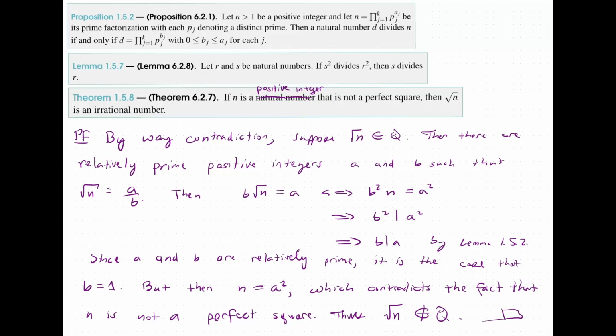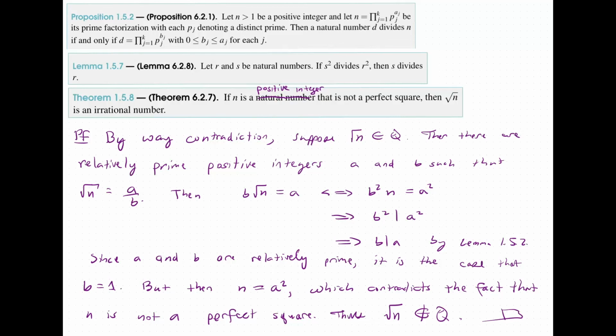So I just want to make a quick comment over here. We have that b divides a, and since a and b are relatively prime, the only common divisor between them is 1. But we also have b divides a, so technically I am using proposition 152, and so the only way that we can have this divisibility is if each of the exponents occurring in the prime factorization of b are exactly 0. And so that's what's being assumed in this case. And so now we are done with the theorem, and that is the last result we will prove for our course.